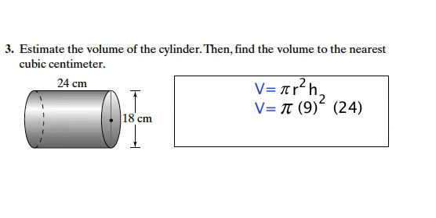Remember, the height is how tall the cylinder is. Right now, the cylinder is laying on its side, so we have to think about this cylinder being upright. When you do that multiplication, you get 678 centimeters cubed.